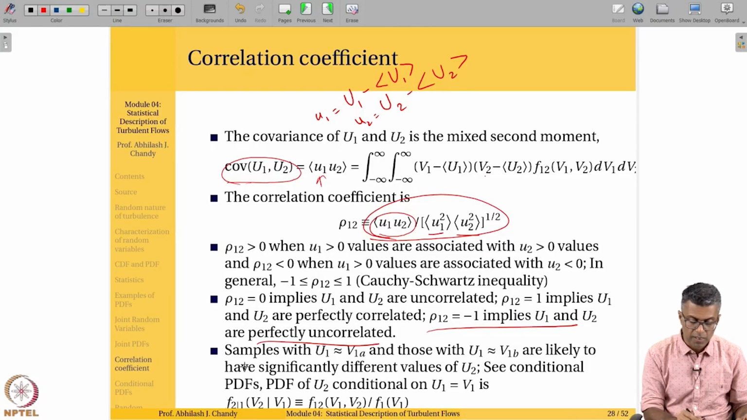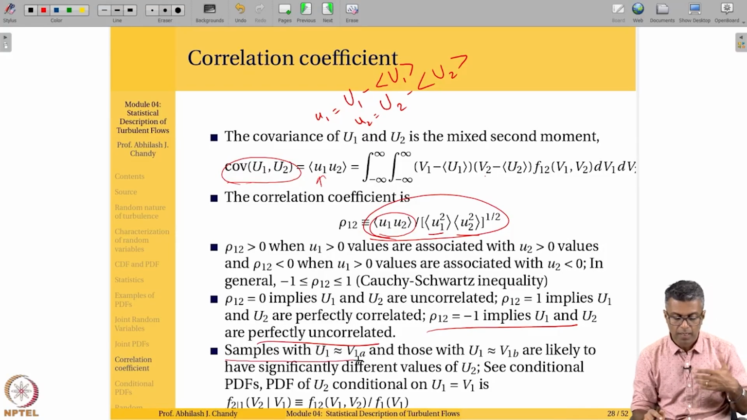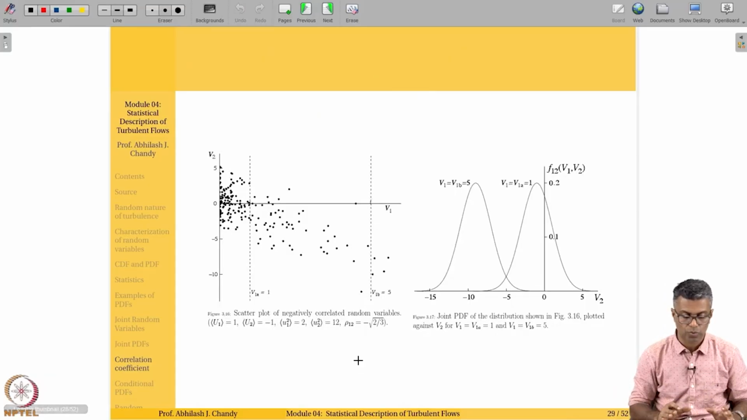So if you consider samples with u1 approximately equal to v1a and those with u1 approximately equal to v1b, they are likely to have significantly different values for u2. So we can look at conditional PDFs then. That is illustrated through this figure.